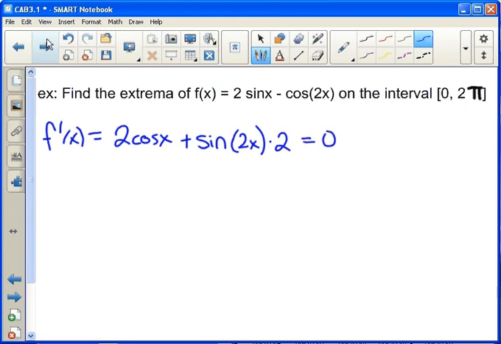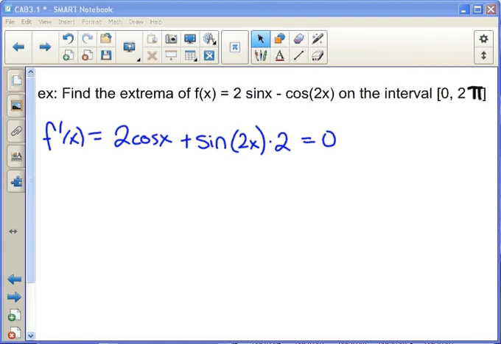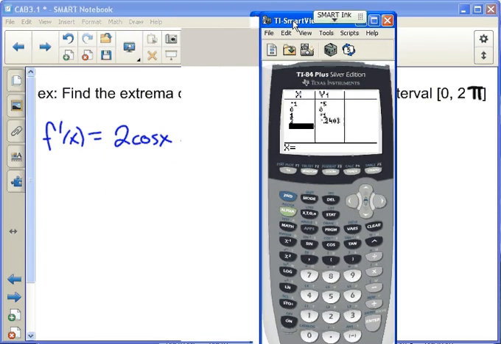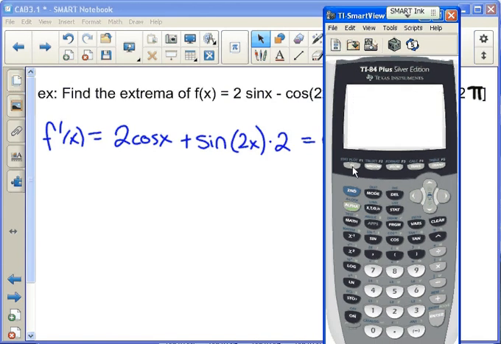Okay? With this one, I would recommend we use the calculator to see if there's anywhere it equals 0 or does not exist. So I'm going to plug the equation in my calculator. I shouldn't have any problem with it not existing. Cosine and sine are continuous, so that shouldn't be any issue. But we can see if there's anywhere on the interval that it equals 0.